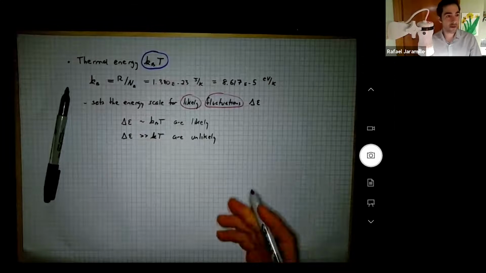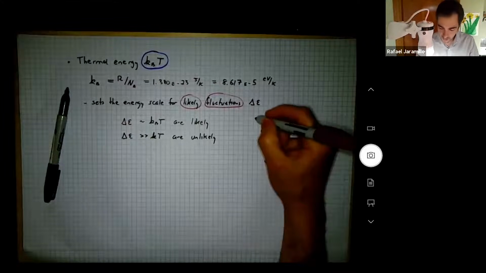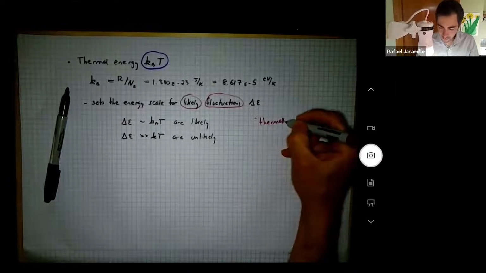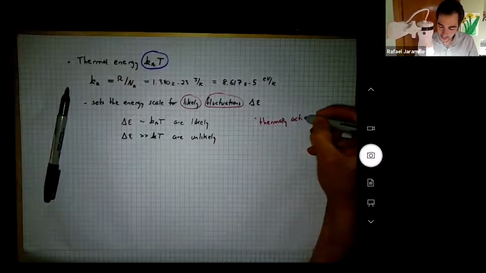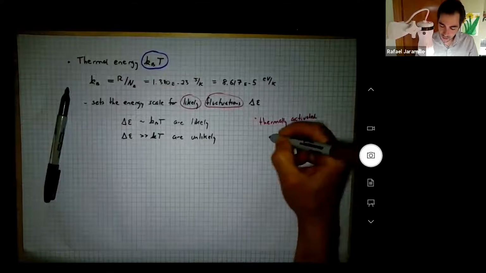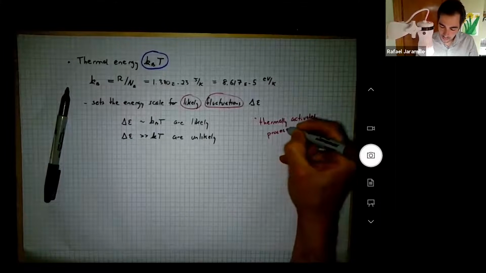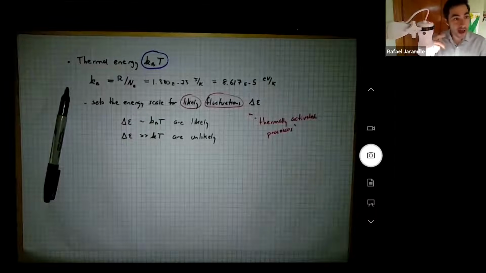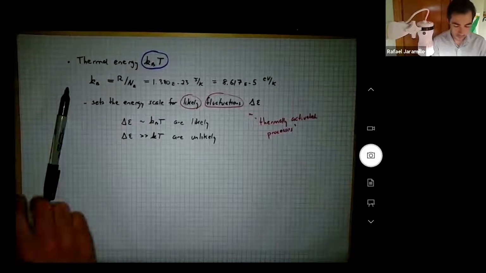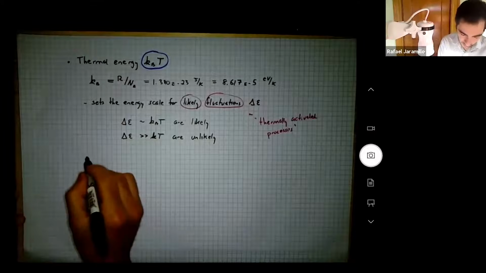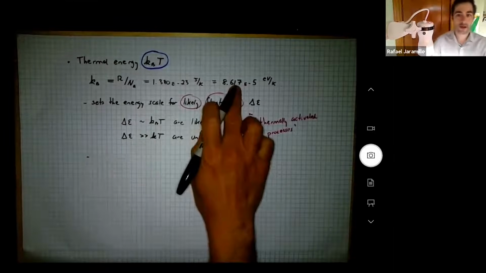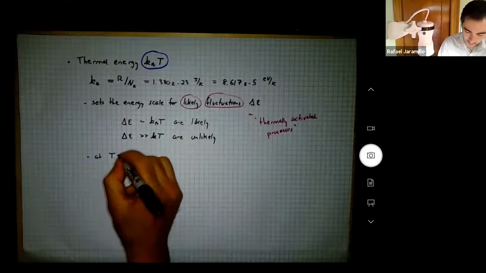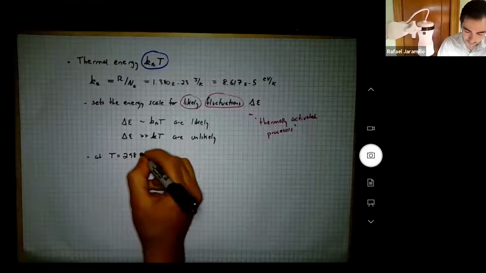We have all sorts of language for this that comes up in all sorts of contexts. For example, these fluctuations might be called thermally activated processes. Right? You need a little bit of thermal energy to activate it. All right. So not only is this a number you should know, but the thermal energy at room temperature is a number you should know.